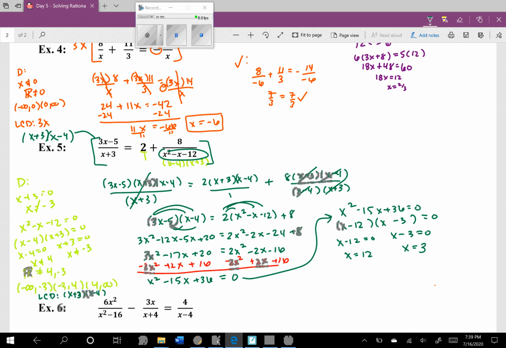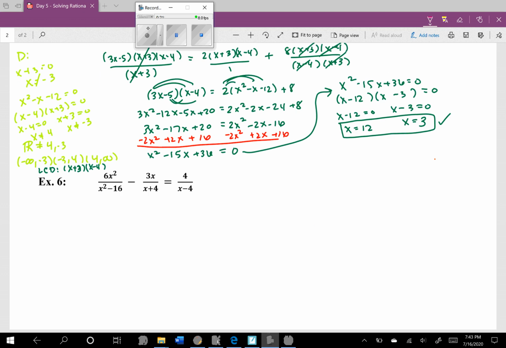And so neither of these are in my domain restrictions. So that means if I check my work, both of these solutions would end up checking out. So we're just going to go ahead and skip checking the work for now. But again, if you were to check your work, they would both work out.